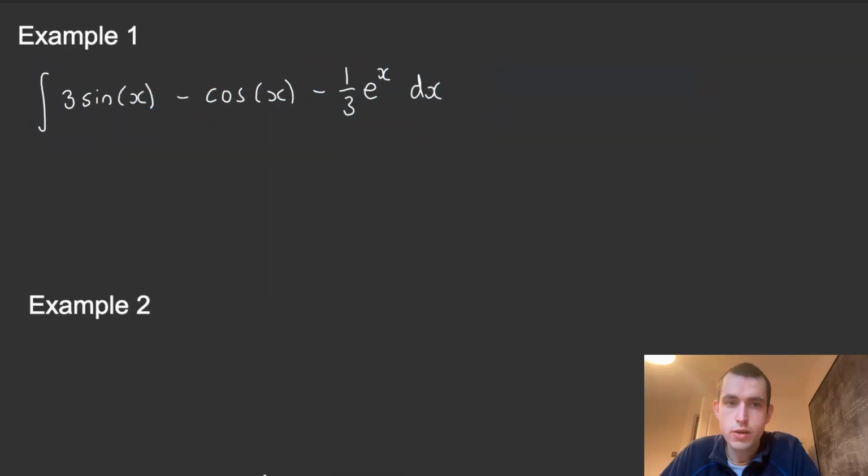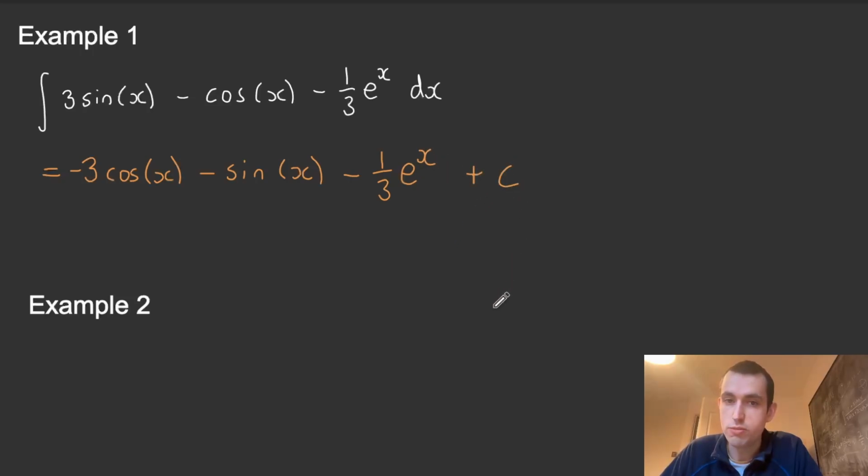Example 1, we're going to be integrating 3 sine x minus cos x minus 1/3 e to the x. From above, we know that the integral of sine is minus cos, so this is going to be 3 lots of minus cos, or minus 3 cos. Minus the integral of cos is sine, and there's only one of them, so minus sine. And as we know, e to the x doesn't change, and as always, don't forget your plus c.